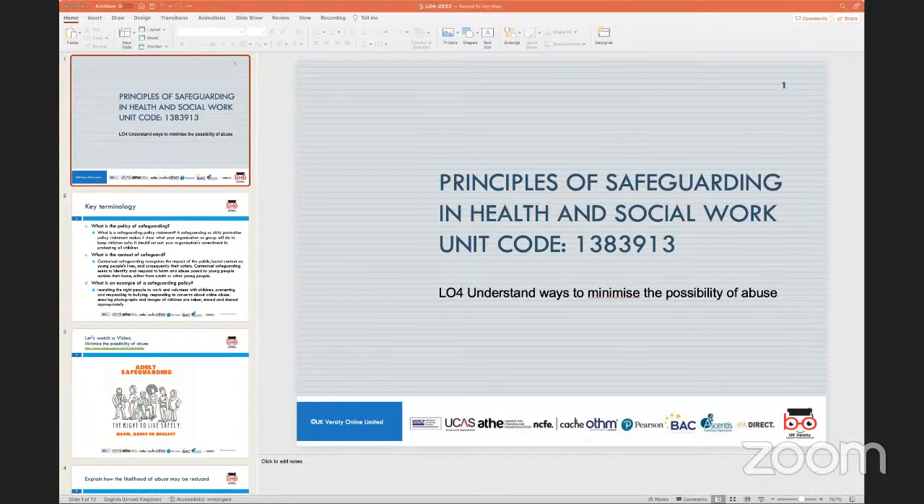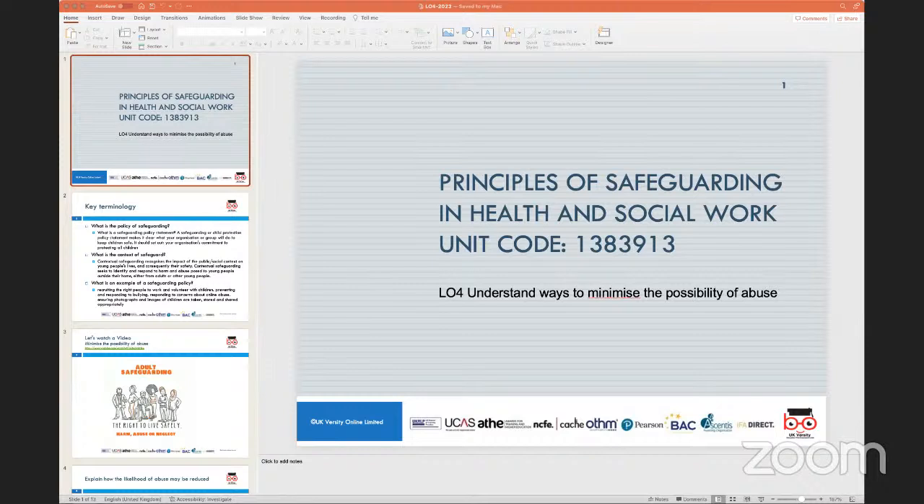We look at safeguarding as being a part of the Care Act of 2014. The 2014 Care Act made significant changes to why we need to take action to protect individuals, especially children and vulnerable adults, from harm, abuse, neglect, or exploitation.